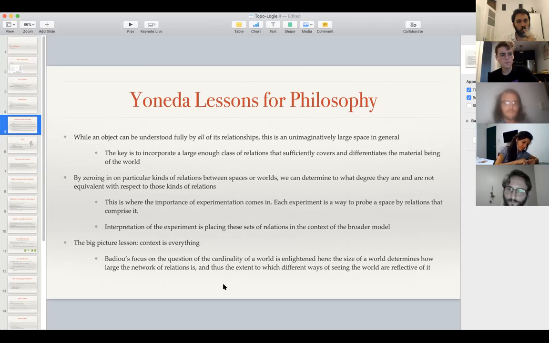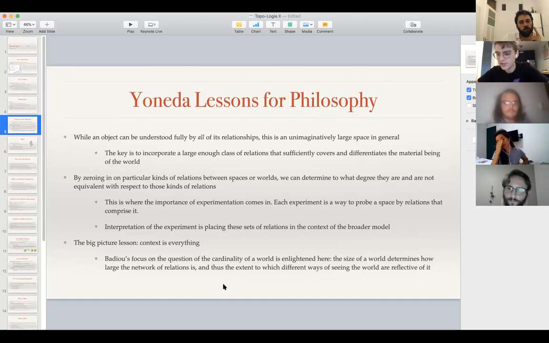Maybe I made a connection, I'm not sure. We'll get to it later. That might actually be related to the downward Löwenheim-Skolem theorem. We'll get to that though.